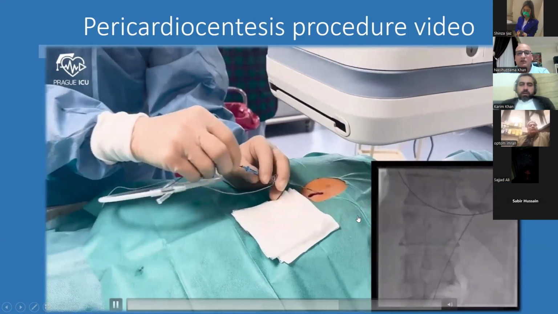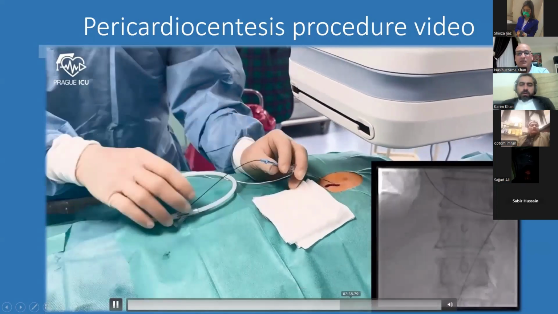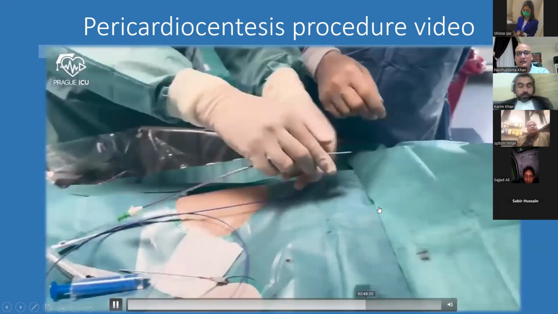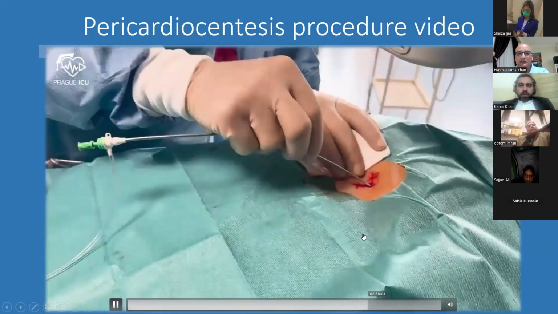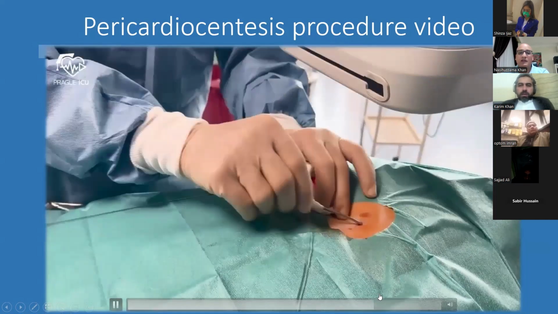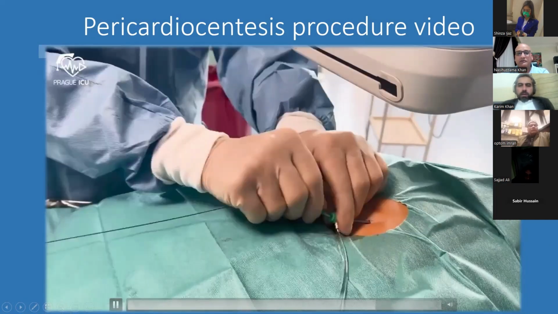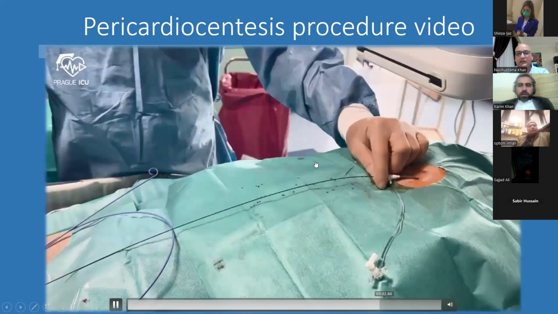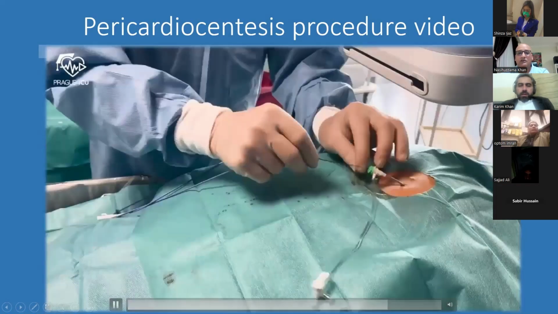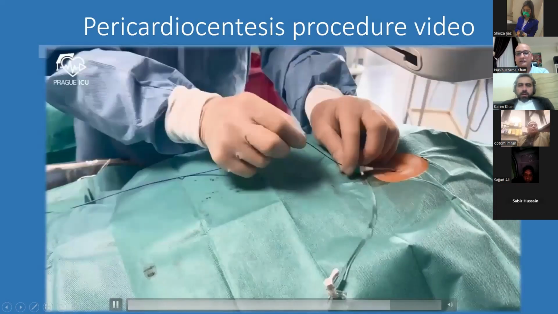Then the needle will be taken out, and the wire's position can be checked. A pigtail catheter with an introducer can be inserted over the wire into the pericardial space. The sheath is inserted, and after that, the pigtail is inserted subsequently through the introducer. Inserting a metallic sheath may be helpful in situations when a big tissue or thick structure is present. And this is the pigtail catheter.